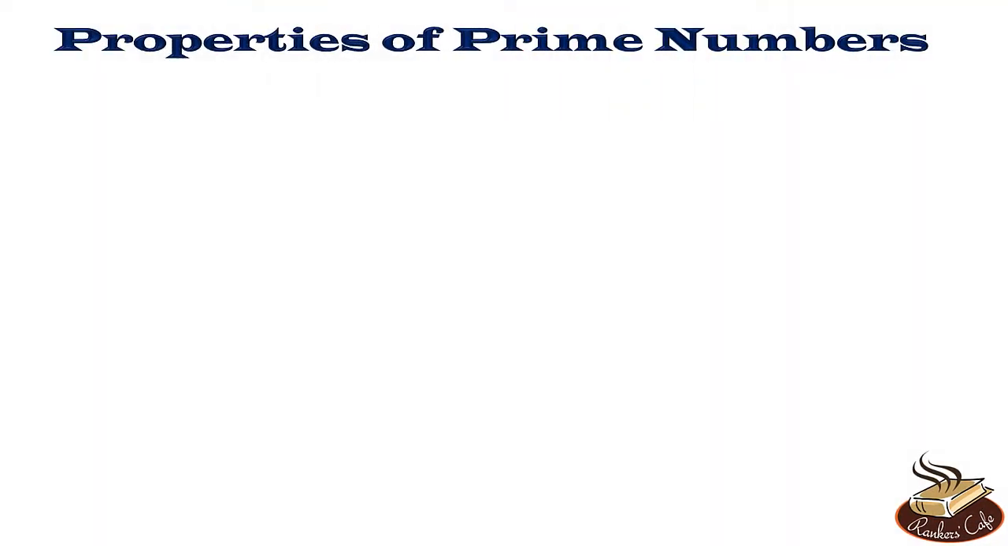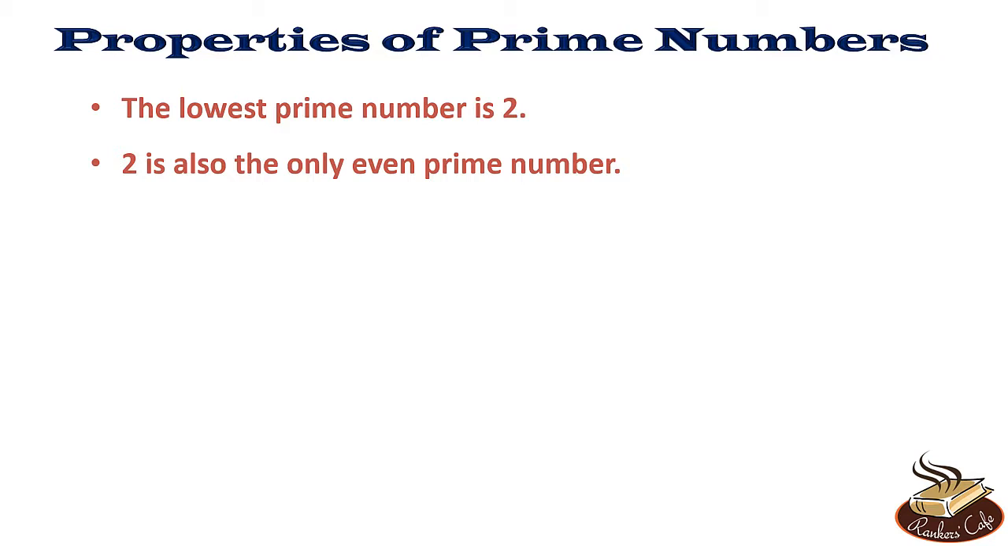The lowest prime number that we have is 2 and 2 is also the only even prime number. This is because any other even number has at least three factors, 1, 2 and that number itself. And the lowest odd prime number is obviously 3.